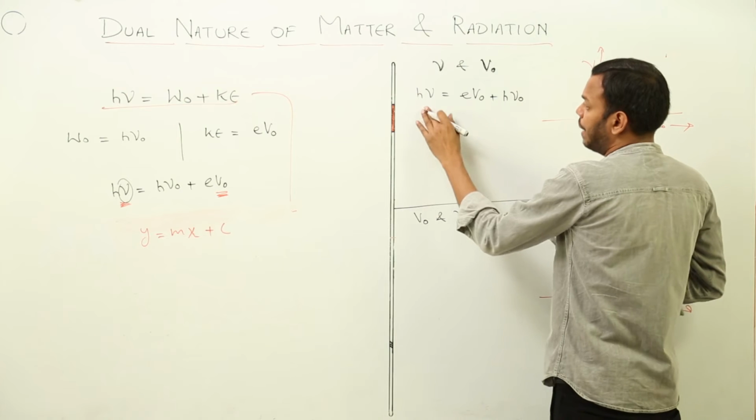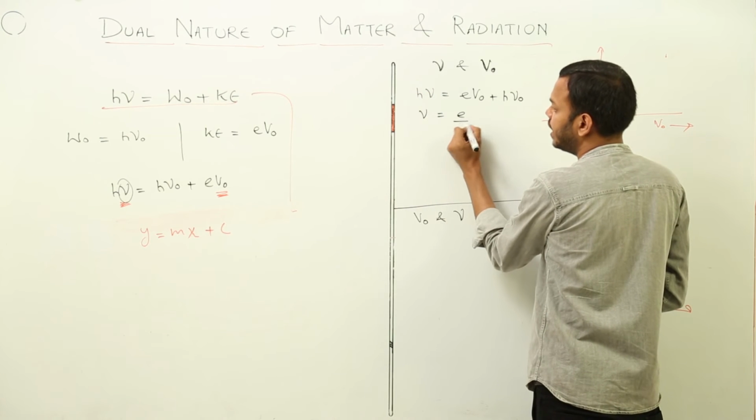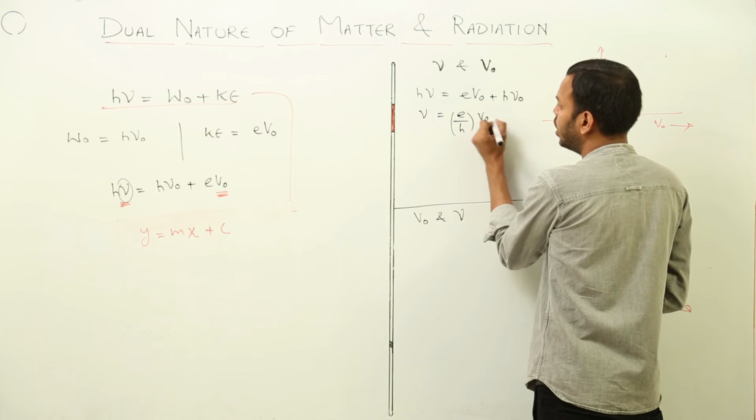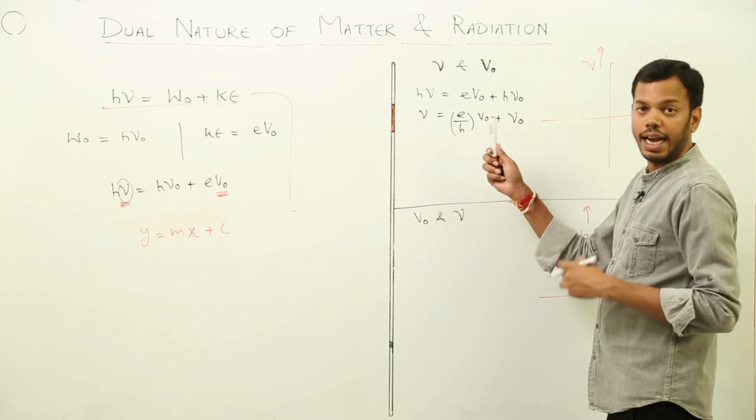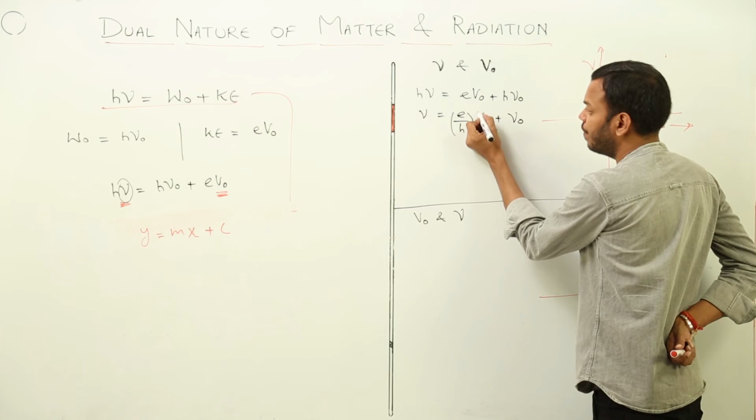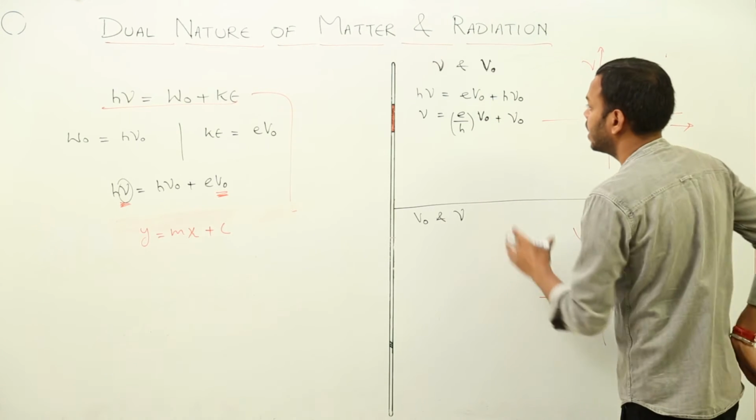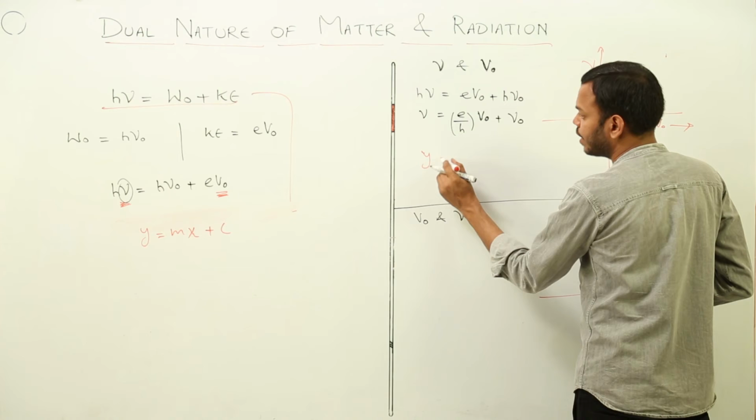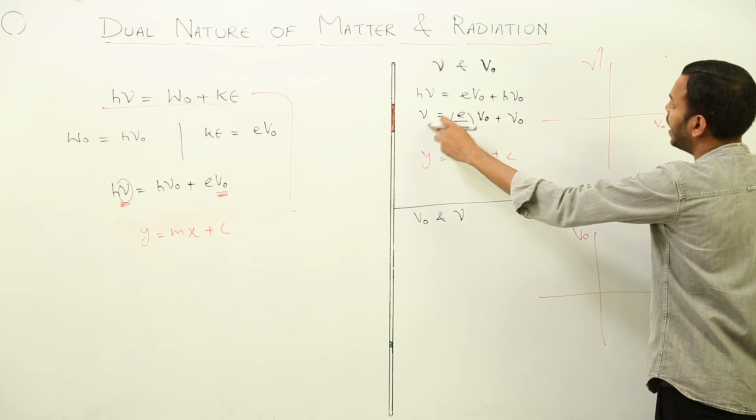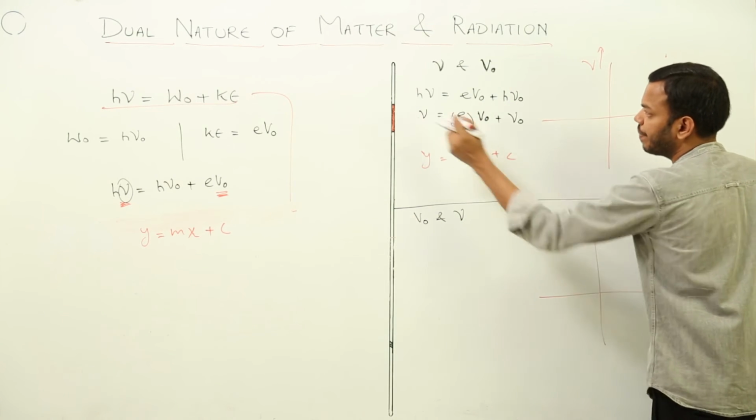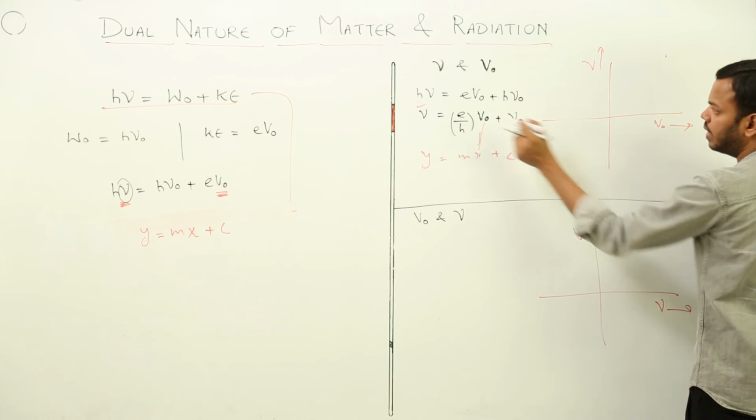Okay, I am dividing it by h. So I'll get nu is equal to E over h times V naught plus, h gets cancelled out, nu naught. I'll repeat, nu is equal to E upon h times V naught, this is the stopping potential, plus nu naught, this is the threshold frequency. Now compare this equation with y is equal to mx plus c. On the y-axis we have frequency, the job is done here. On the x-axis we have stopping potential V naught, done.